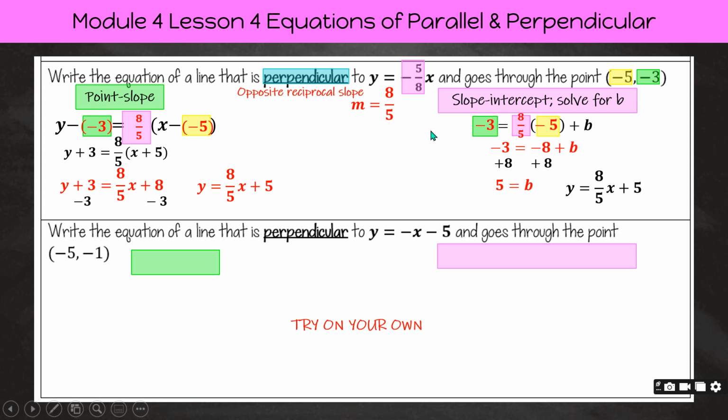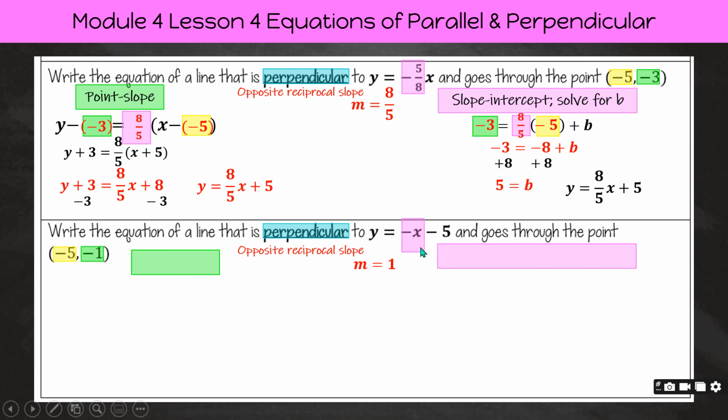All right, now that you're back, let's write an equation of a line that is perpendicular. You can use either method. You don't have to write down both. Perpendicular, again, is an opposite reciprocal slope. So we have -x minus 5. The opposite reciprocal of -1 is just going to be a +1.